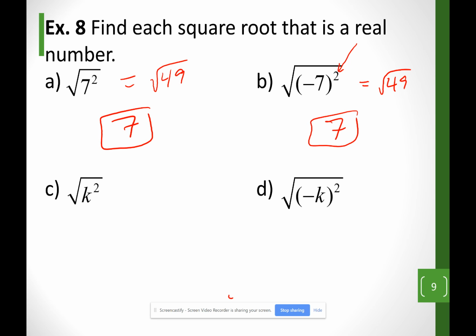So looking at my example C, the square root of k squared is k. But the square root of negative k squared, so the squared and the square root are going to cancel out, but before I cancel them out, I'm going to make the answer on the inside positive. So my answer for D will also be k.